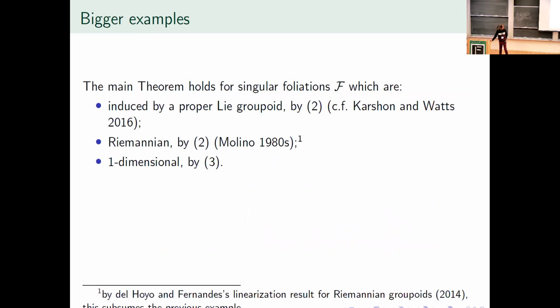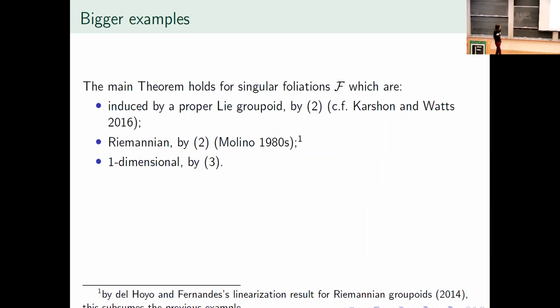Some more sophisticated examples, I guess I call them bigger. If we have a proper Lie groupoid, then linearization theorems tell us that we're in this decomposed by dimension case, this item 2. And you can use that fact to reproduce work by Karchan and Watts on the same question in a more special case of a group acting properly, or more generally, a group whose identity component acts properly. So you can reproduce some earlier results with this.